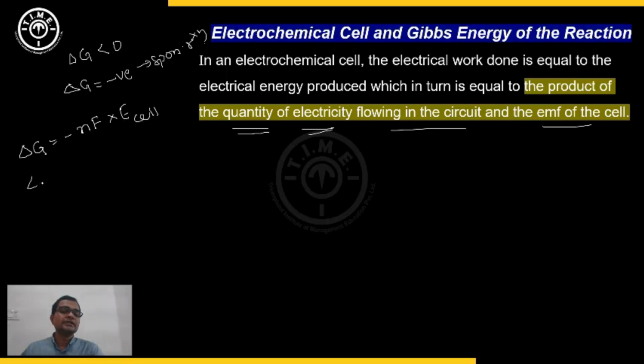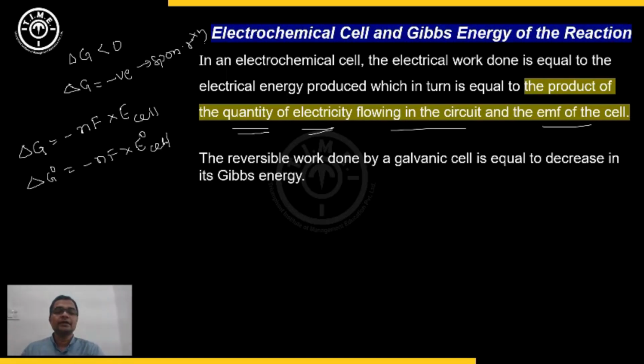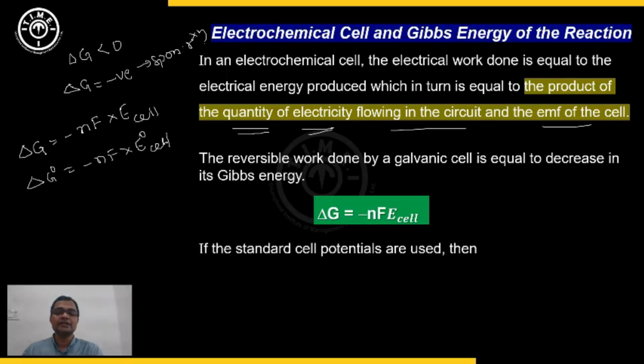If you want to calculate the standard electrical work energy, delta G naught is equal to minus nF multiplied with E naught cell. Now you see, in a reversible process the work done by a galvanic cell is equal to the decrease in Gibbs energy. So delta G is equal to minus nF E cell. When standard cell potential is used, delta G naught is equal to minus nF E naught cell.